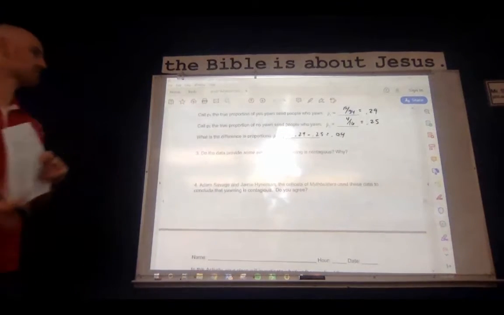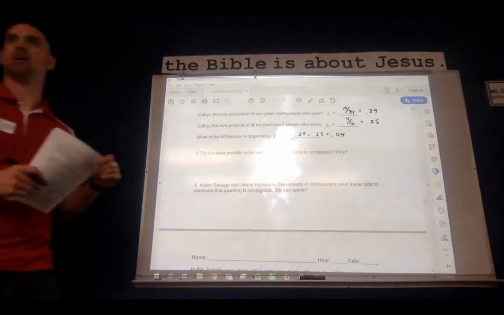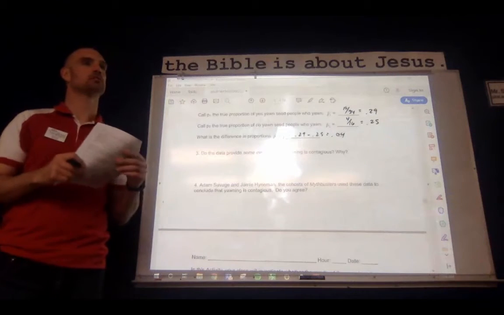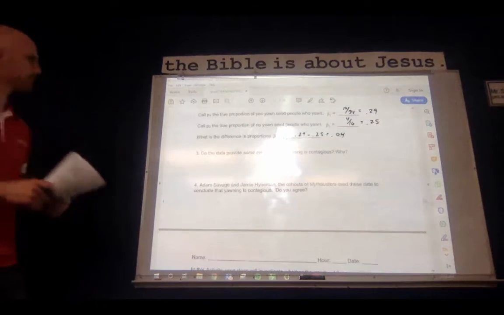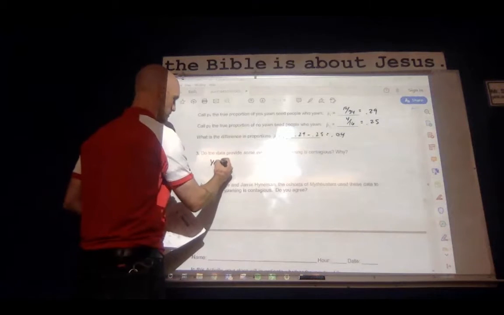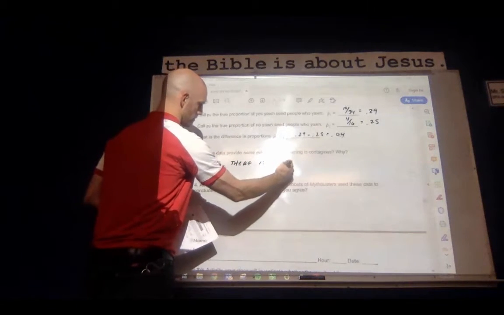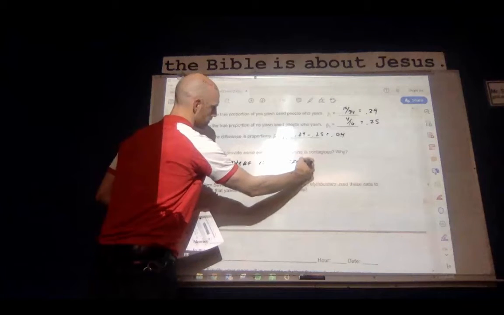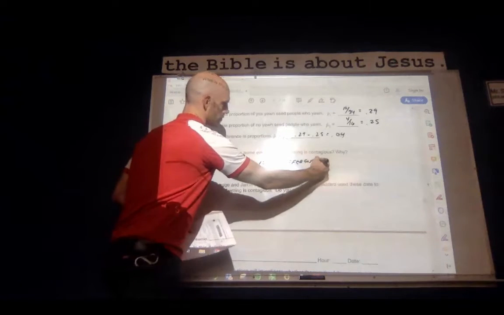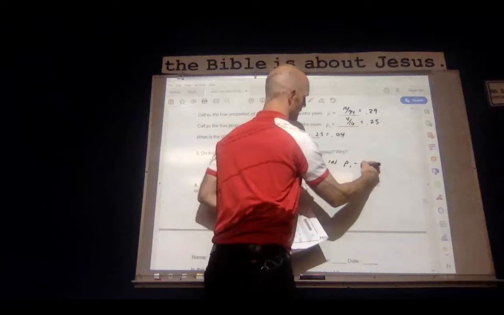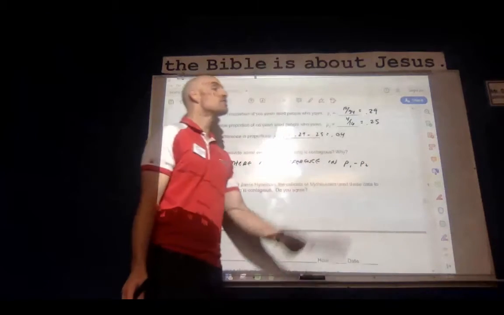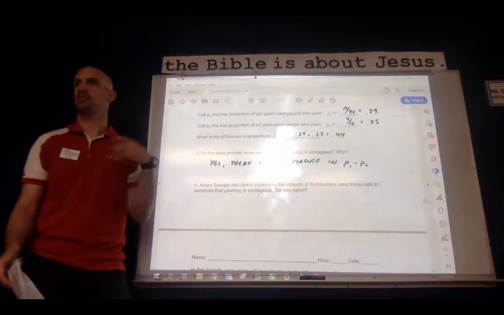Do the data provide some evidence that yawning is contagious? And why? What do you think? I said yes because P1 equals 0.294 and P2 equals 0.25, so it is plausible that yawning is contagious to an extent. But that's so small. But it's no different. So that's what we get into when we're talking about statistics.